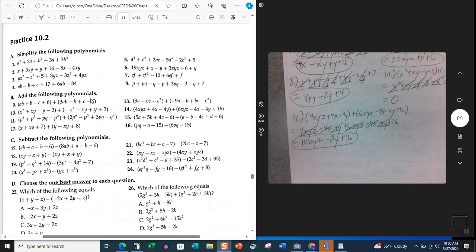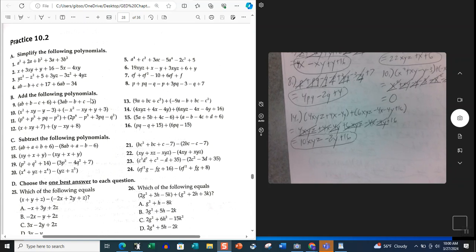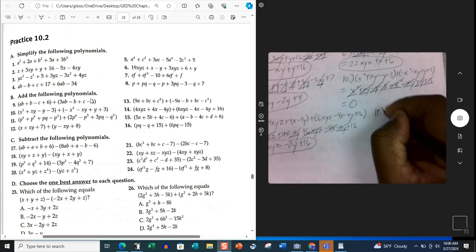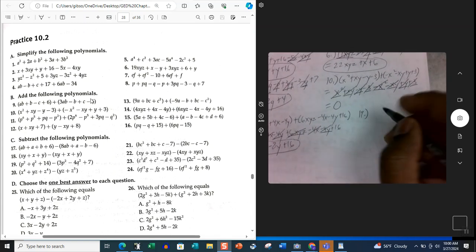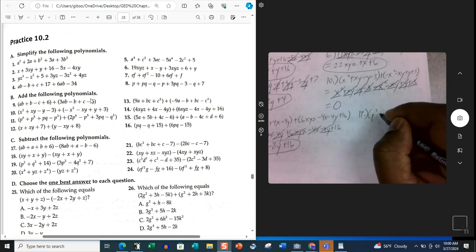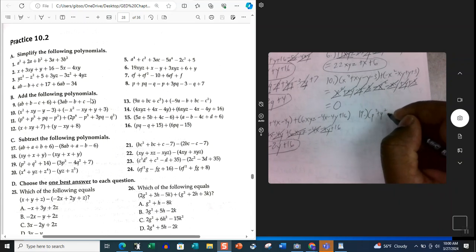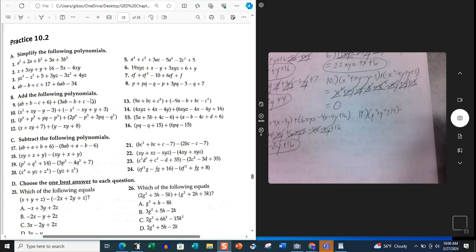All right, that basically covers just about everything that you need to know for B. So now we go down here to C. With C, let's start at problem number 19. Problem 19. We have p squared plus q squared plus 14 minus parenthesis 3p squared minus 4q squared plus 7.